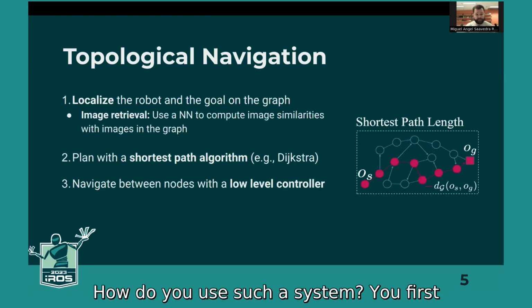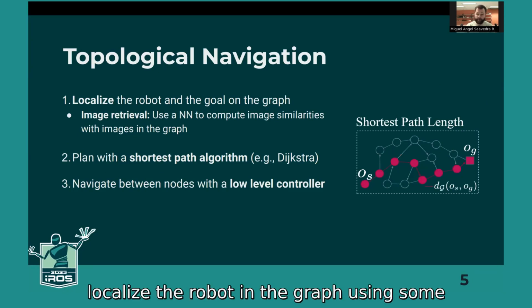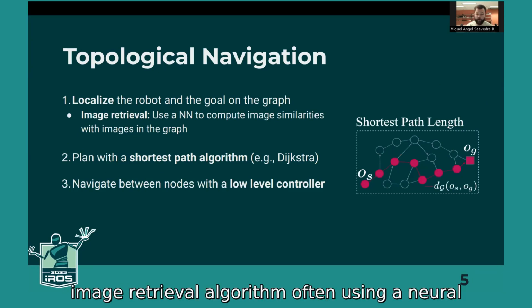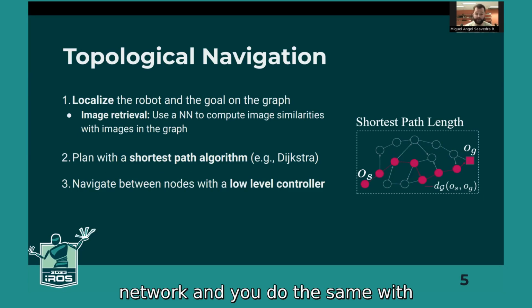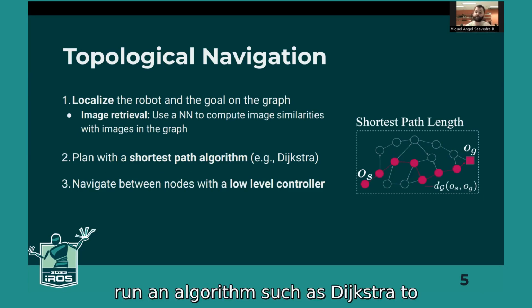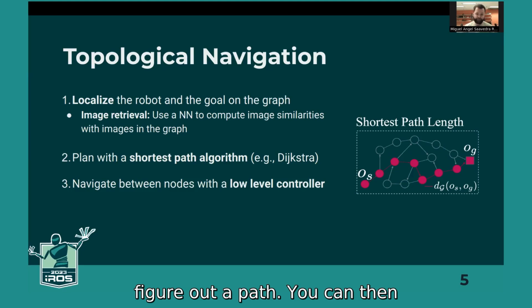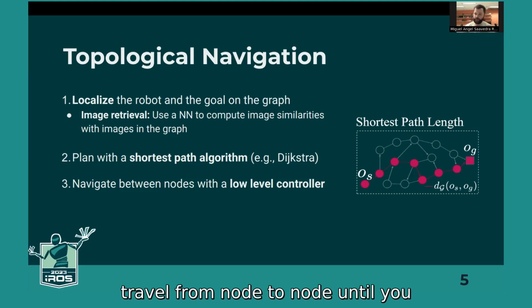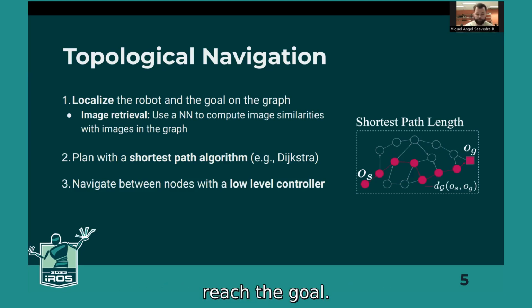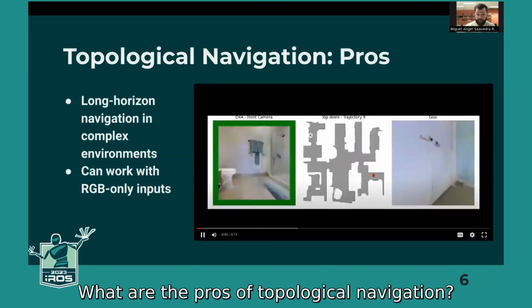How do you use such a system? You first localize your robot in the graph using some image retrieval algorithm, often using a neural network. You do the same with the goal image, and then you can run an algorithm such as Dijkstra to figure out a path. You can then rely on the low-level controller to travel from node to node until you reach the goal.